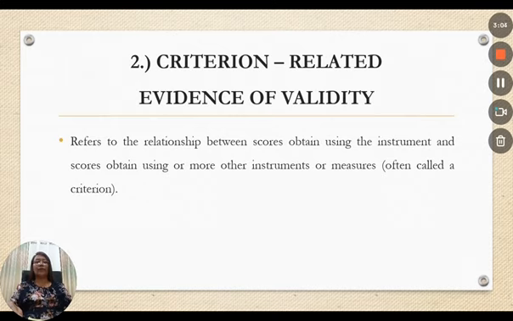Then we have the criterion-related evidence of validity. It refers to the relationship between scores obtained using the instrument and the scores obtained using one or more other instruments or measures, which is often called a criterion.